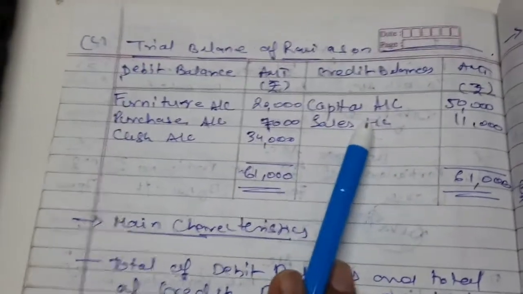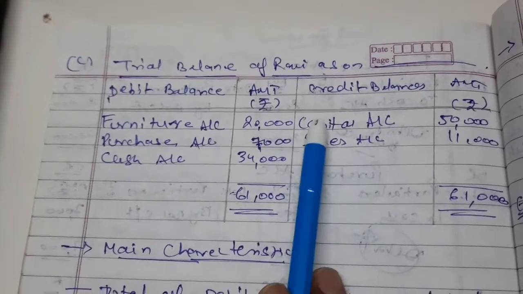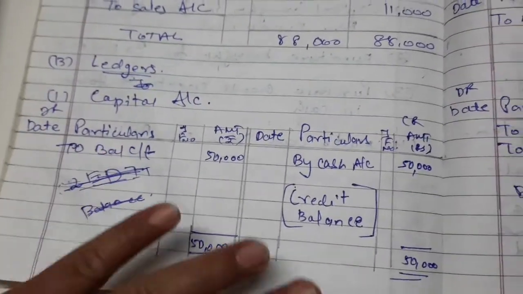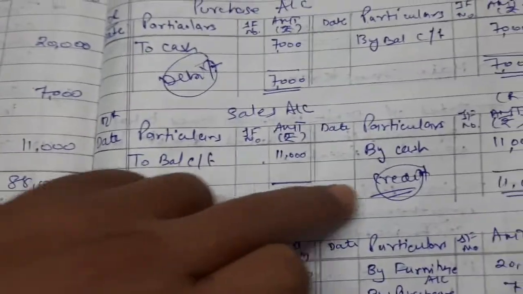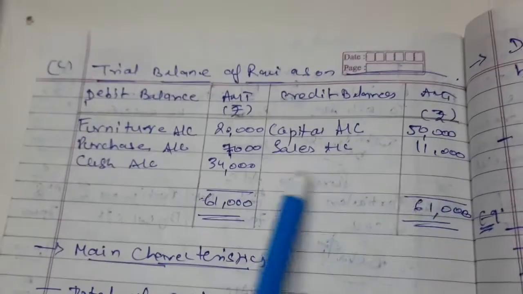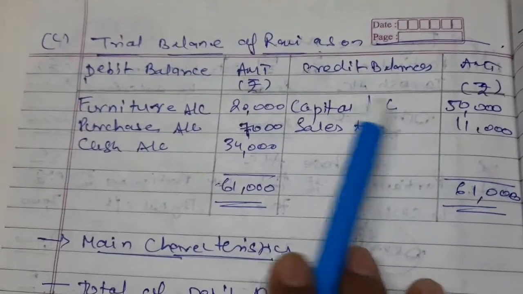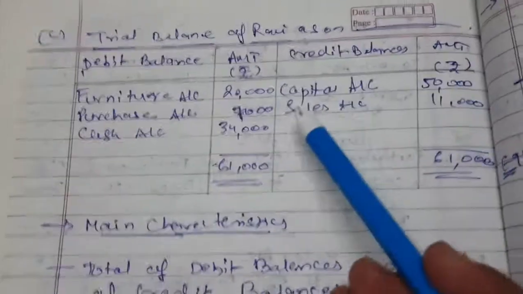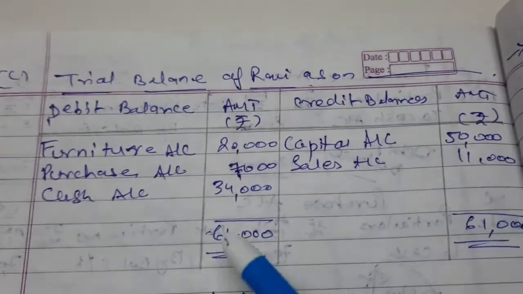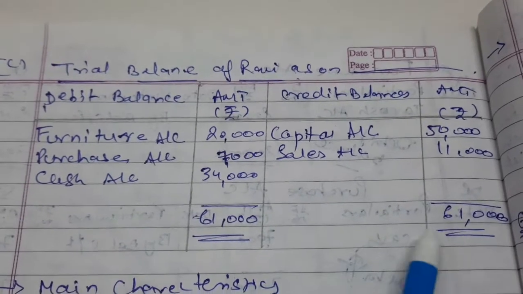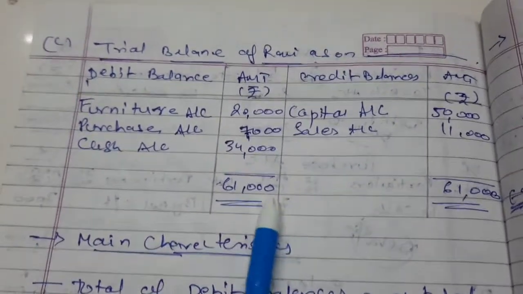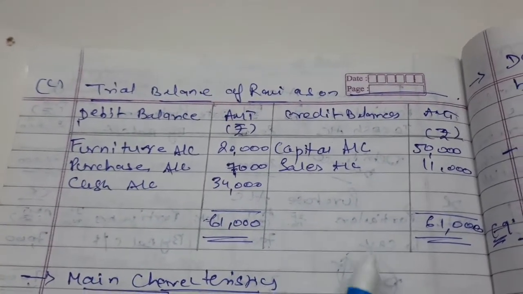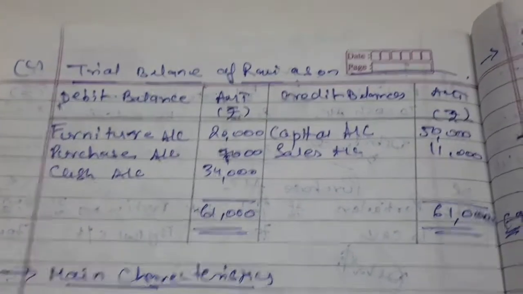Now on the third column, we will list down all the accounts having credit balances. So in this sum, we can see we have capital account with credit balance of 50,000 and sales account with credit balance of 11,000. So we will write down both the accounts, and now we will make total of both the debit balance accounts and the credit balance accounts, and both the totals come 61,000, as you can see here. So now this is known as trial balance, where we do total of debit balance as well as credit balances of the ledgers we have posted.